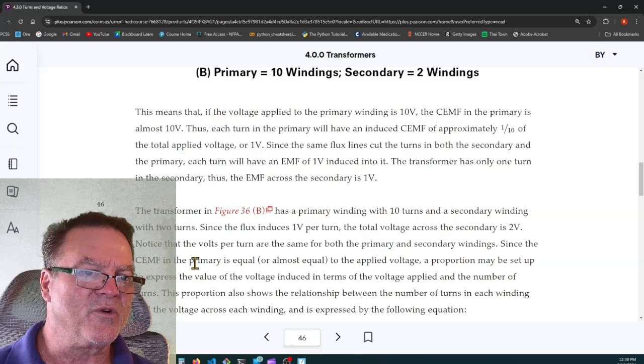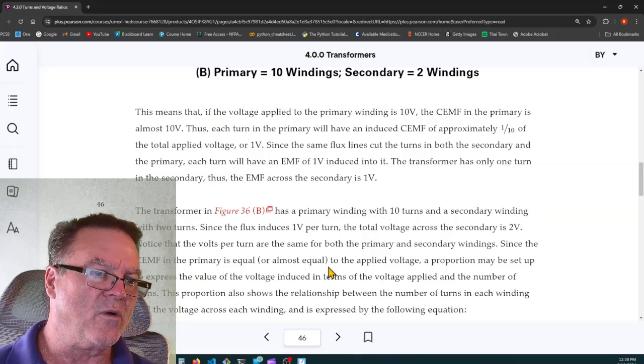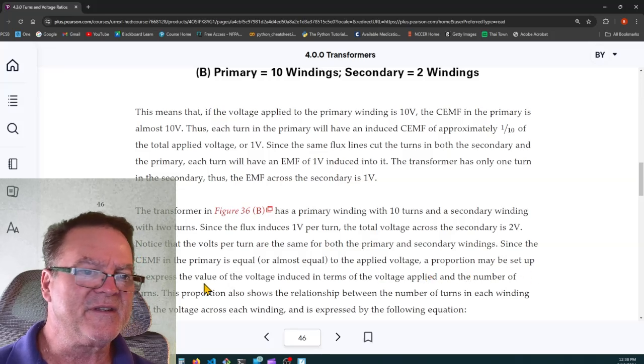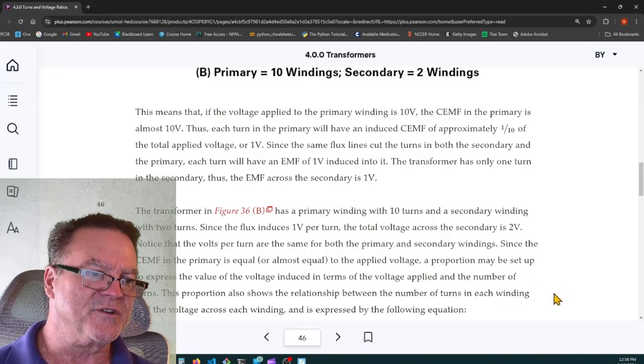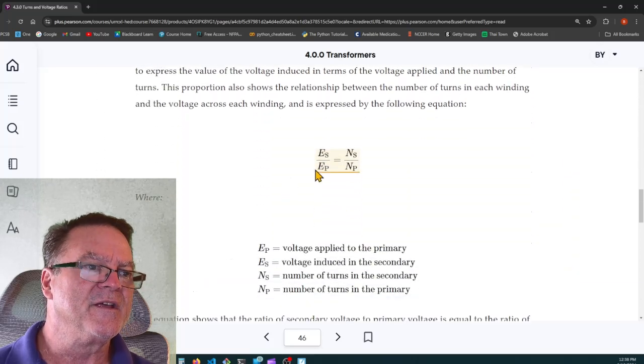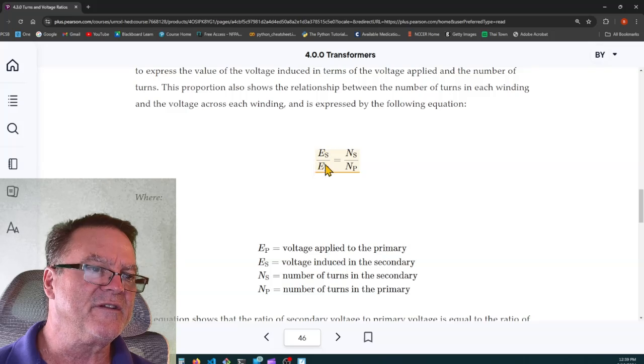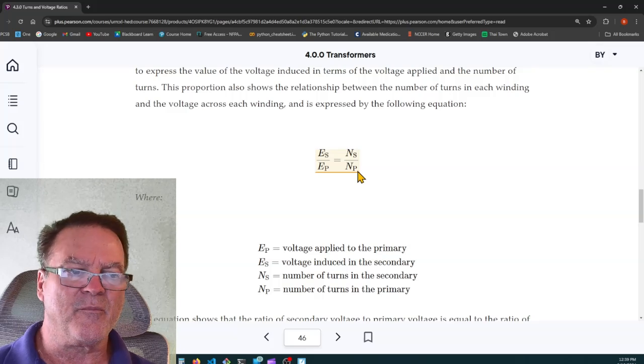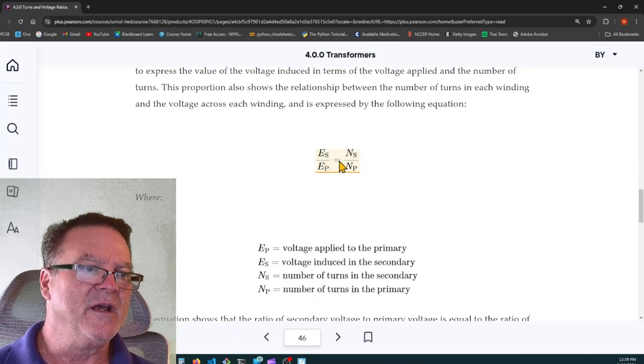Since the counter-electromotive force in the primary is equal, or almost equal, to the applied voltage, a proportion may be set up to express the value of the voltage induced in terms of the voltage applied to the number of turns. So here they're saying voltage secondary divided by voltage primary equals the number of turns in the secondary divided by the number of turns in the primary. However you want to write it is fine. I always put the primary on top: primary, secondary, primary, secondary. They're putting secondary, primary, secondary, primary.